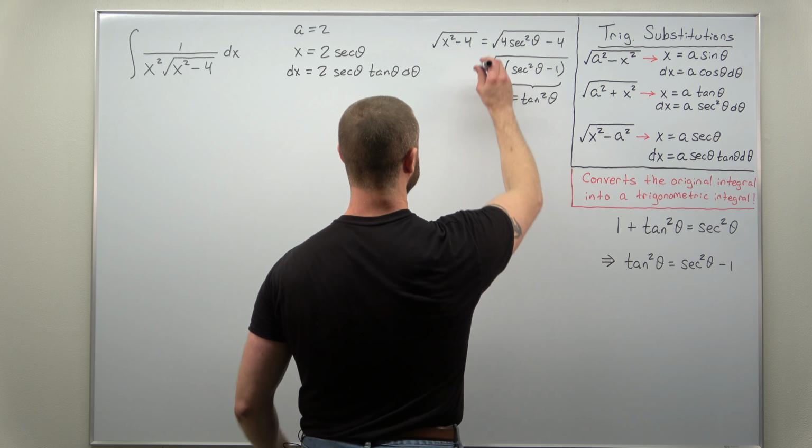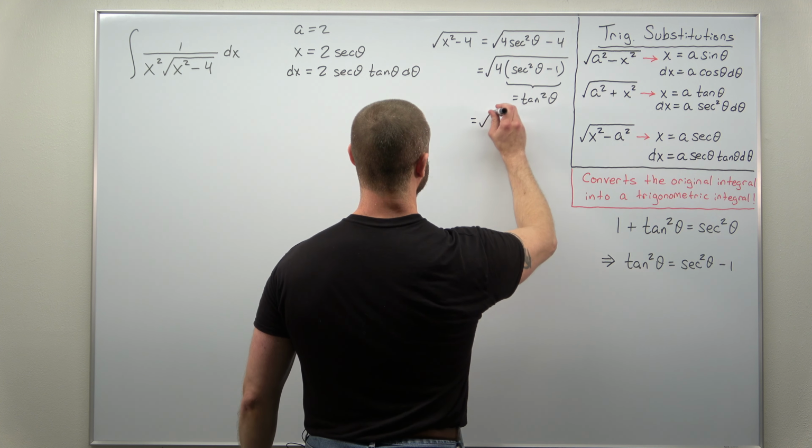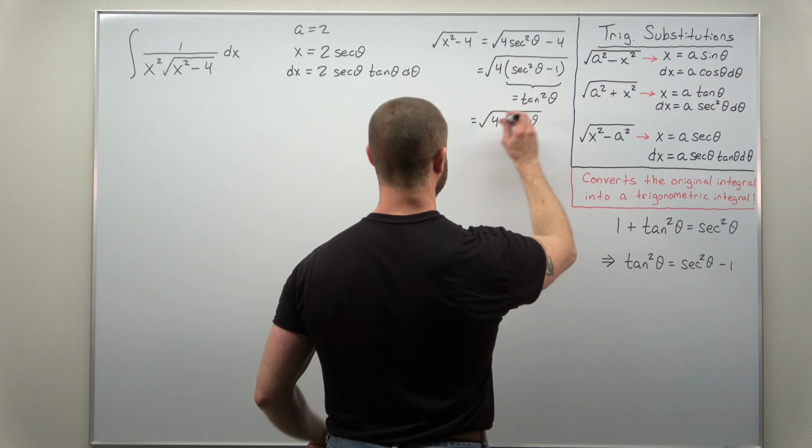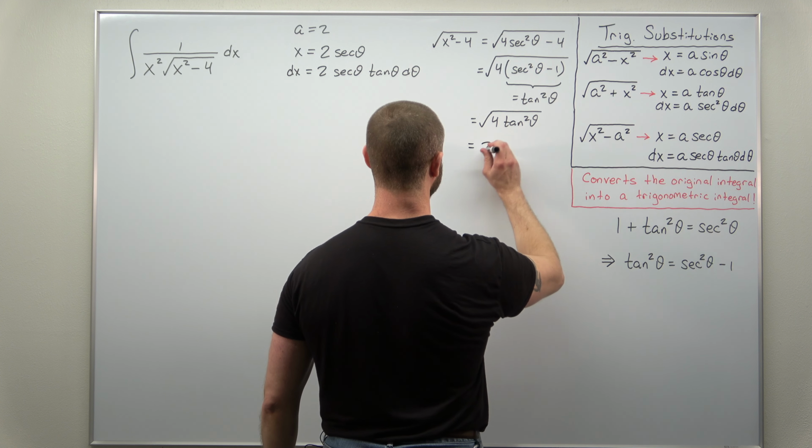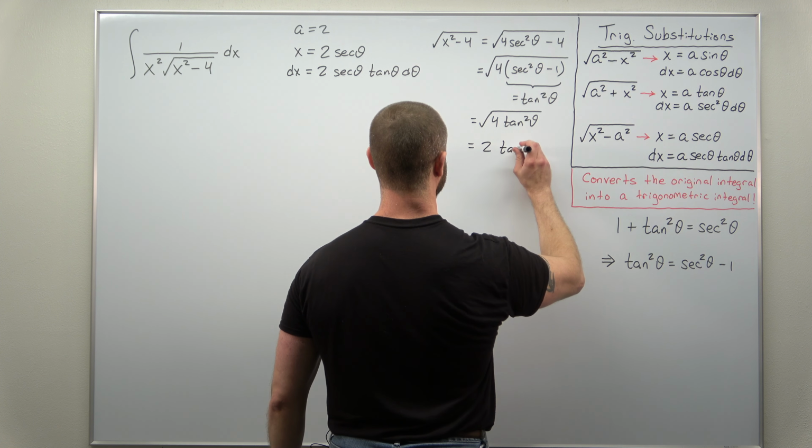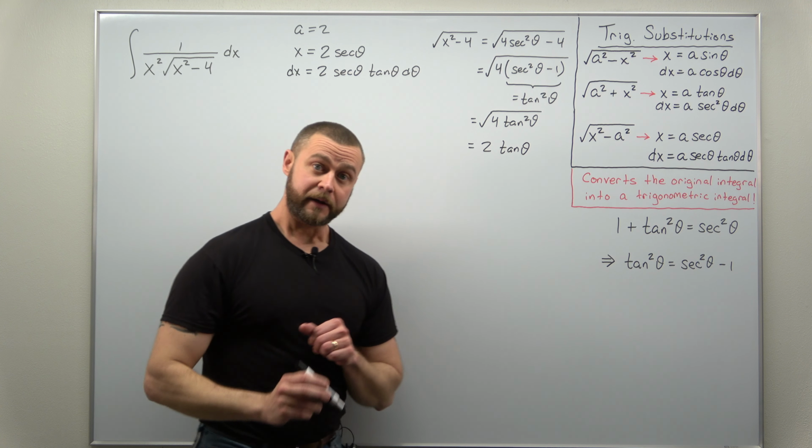If we put this all together, we have the square root of 4 times tangent squared. And now we can take the square root of each factor, and it looks like this will simplify to 2 times tangent of theta.